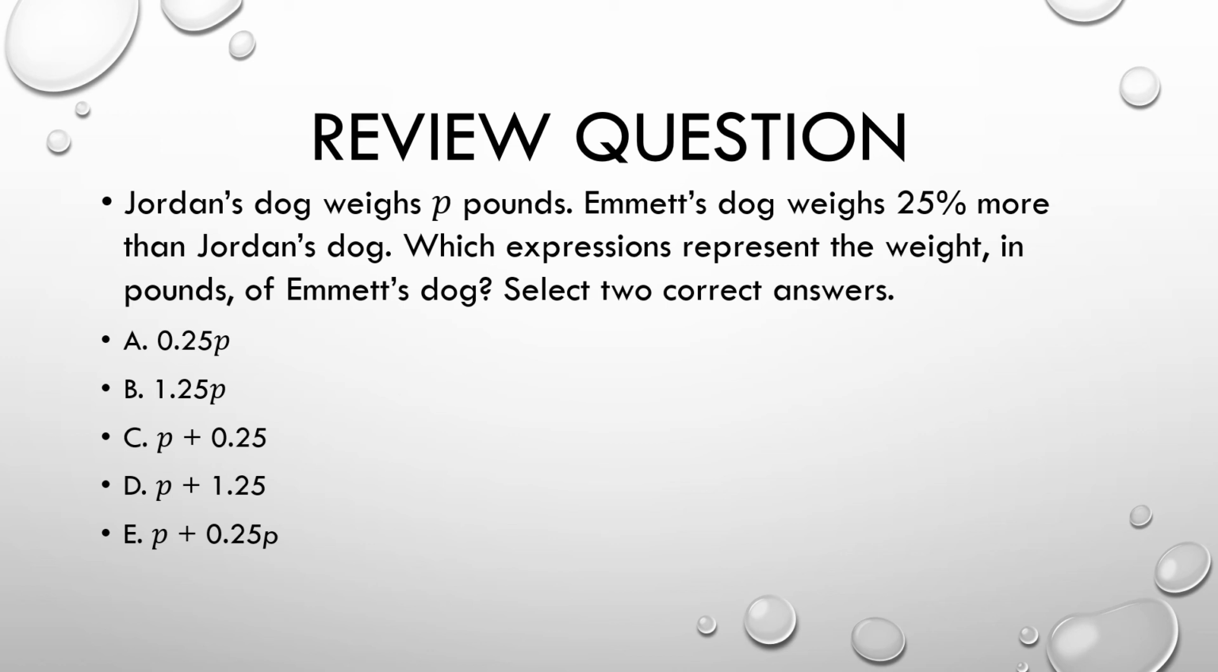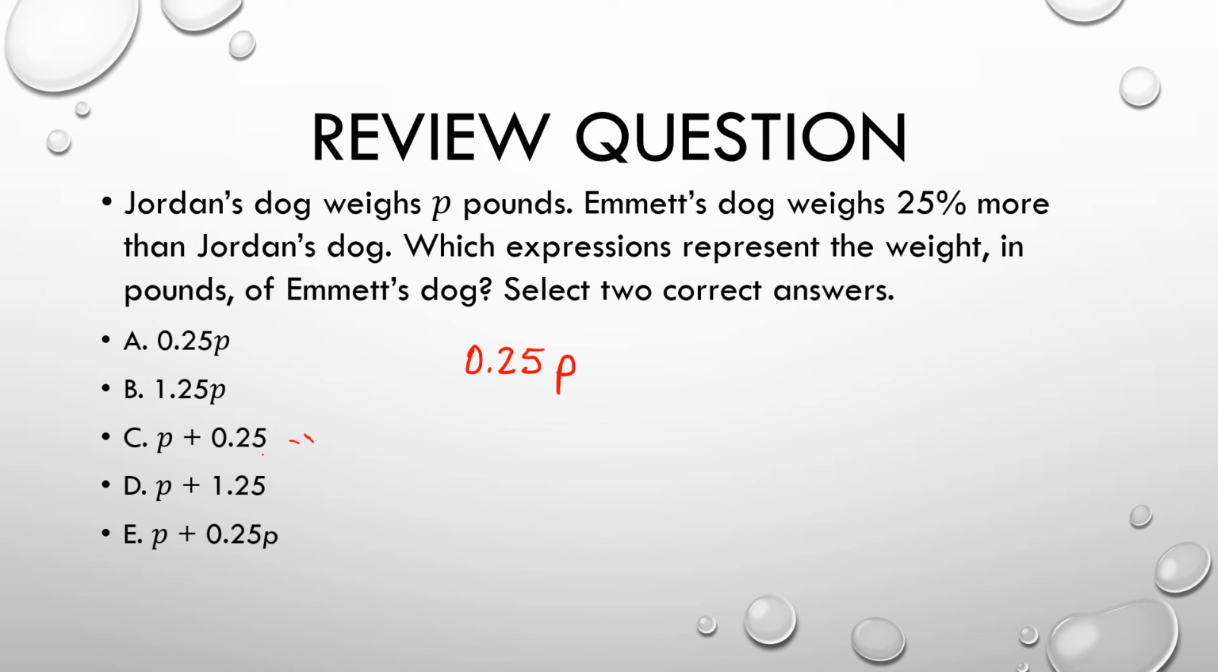Jordan's dog weighs P pounds. Emmett's dog weighs 25% more than Jordan's dog. Which expressions represent the weight in pounds of Emmett's dog? And it says select two correct answers, so two of these are correct. Okay, so 25% more than Jordan's dog. So normally we would take 25%, write it as a decimal, so 0.25 times P. Okay, so that would tell us how much more it weighs.